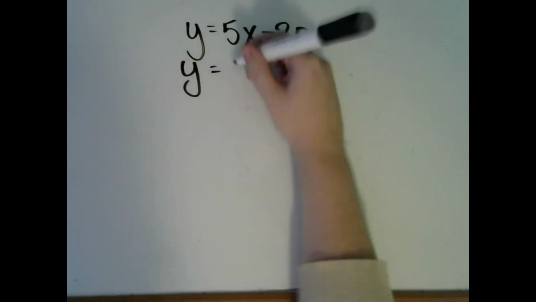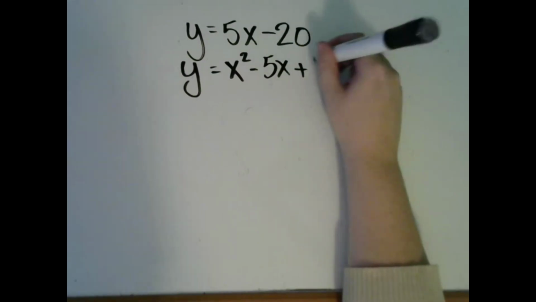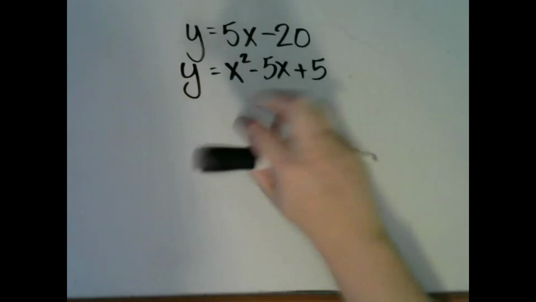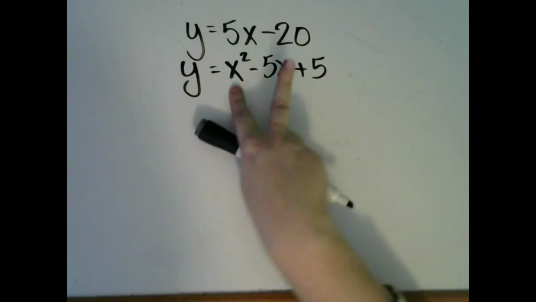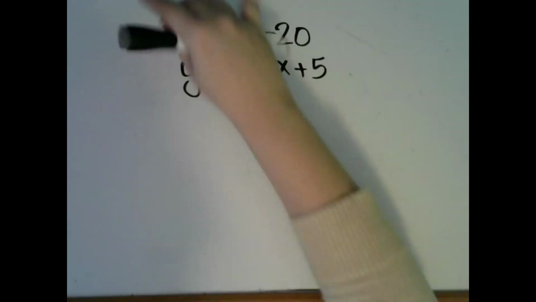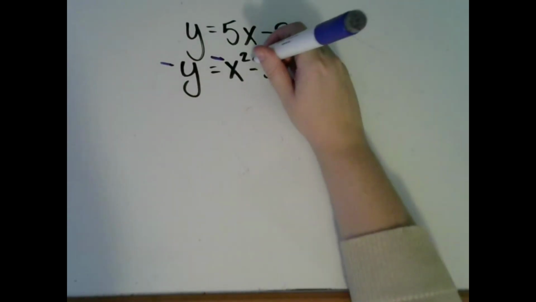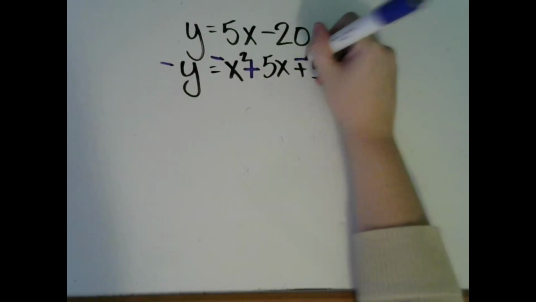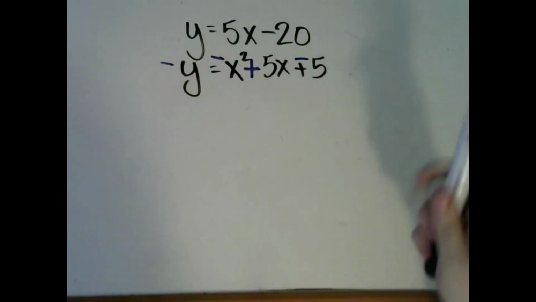So looking at my first equation, it appears that I should be able to eliminate the y's. I won't be able to eliminate the x's because the second equation has an x squared term and a linear term, and the first equation only has a linear term. If I want to eliminate these, I need to change the signs of the second equation. Negative, negative, positive, negative.